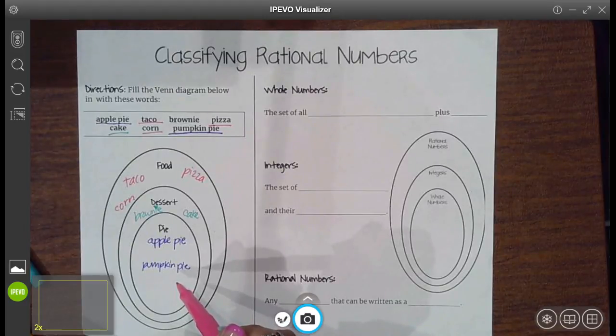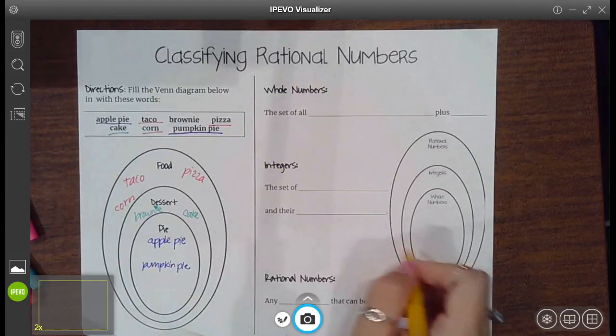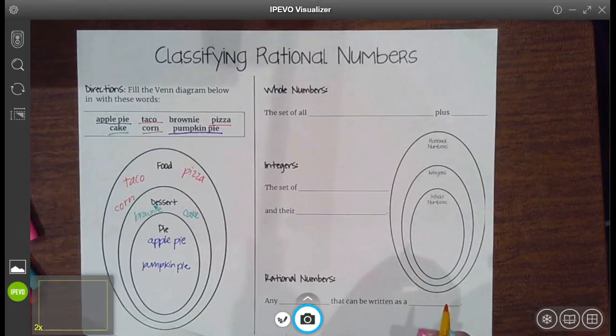We're going to use that same logic to classify rational numbers. It makes most sense if we always start on the innermost ring, kind of like we did here. You know how we started with pie? So let's start with the most specific. The most specific ring is whole numbers.